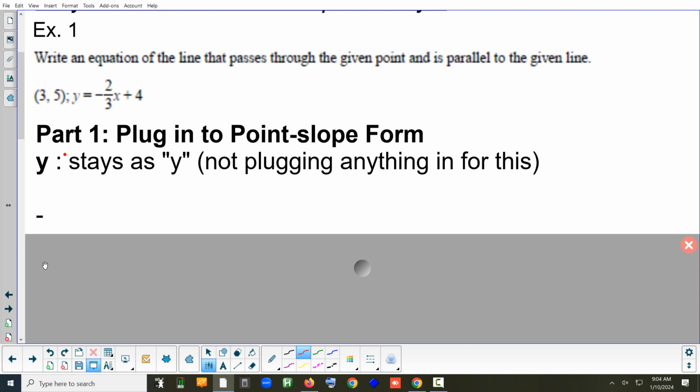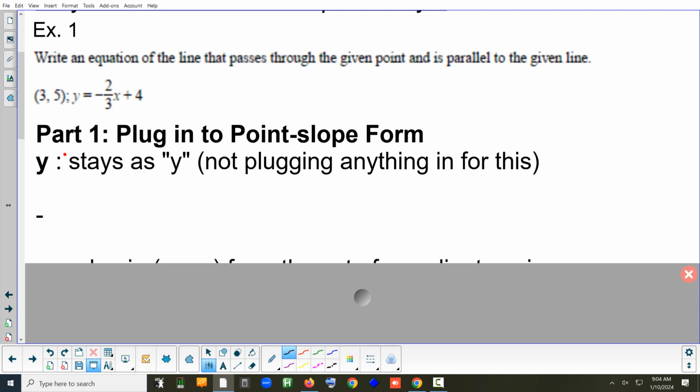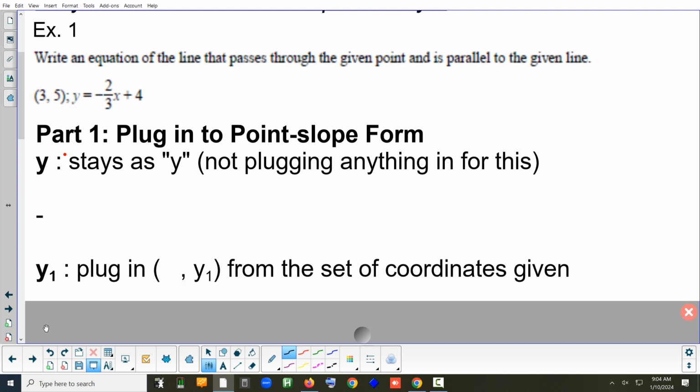The next thing, you already have it on your guiding notes, that the little dash, that's the minus. Nothing happens to the minus. That stays the same. What comes after the minus? It's y minus, and then what comes next? Y1. Yep. So y1, you have to figure out what that is. It's the number after the comma in the coordinate that they give you.